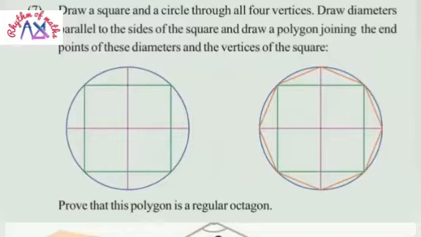Next, question number 7. Draw a square and a circle through all four vertices. Draw diameters parallel to the sides of the square and draw a polygon joining the endpoints of these diameters and the vertices of the square. Prove that this polygon is a regular octagon.